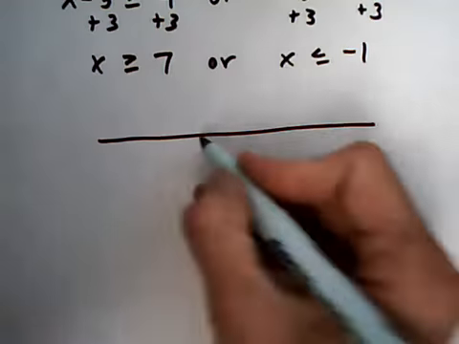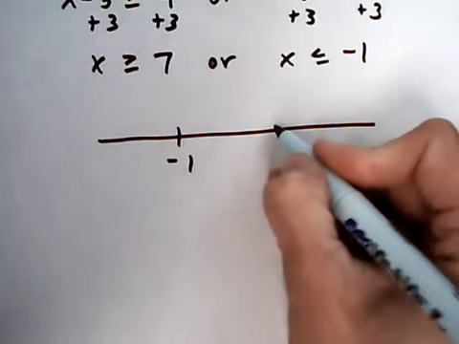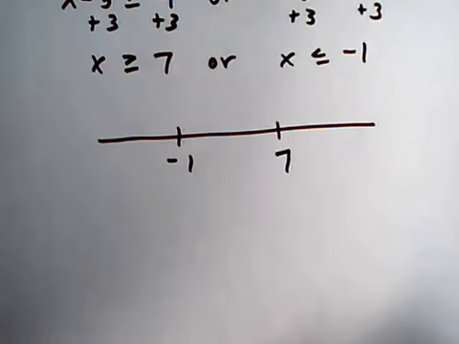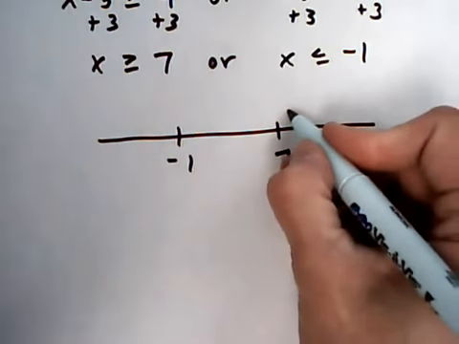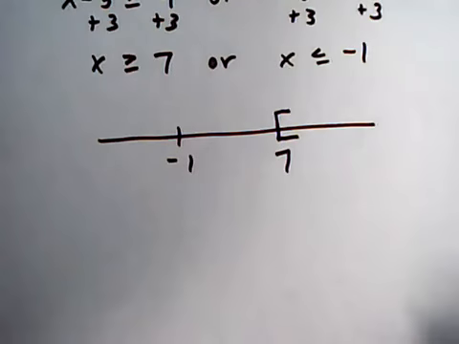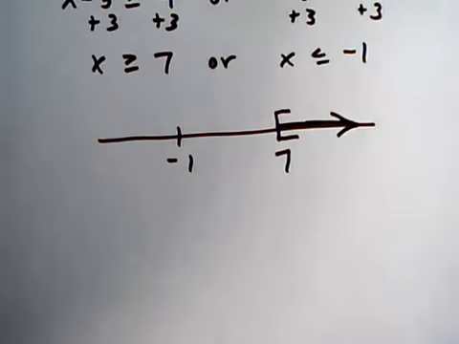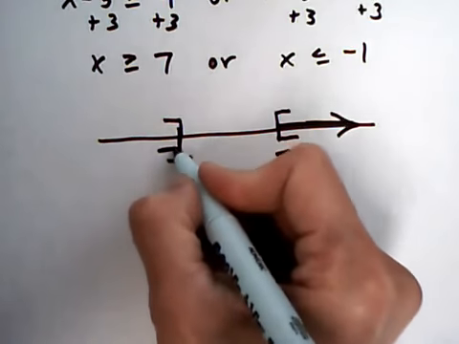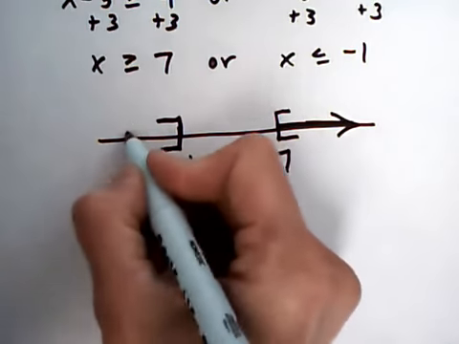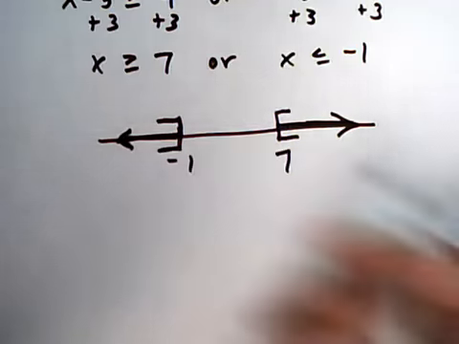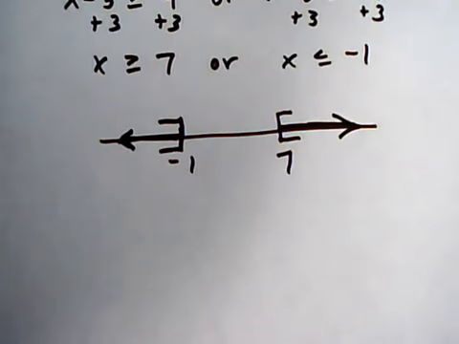So if we graph this out, the important points are minus 1 and 7, and we're greater than or equal to 7, and because it can be equal to 7, we're going to put the bracket there. Greater than means going to the right. And then for the x is less than or equal to minus 1, again a bracket because it can be equal to minus 1, and then we're going to the left. So that would be the graph.